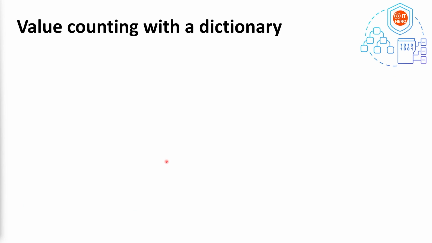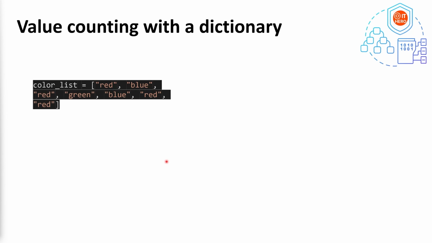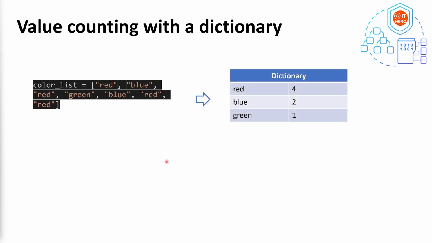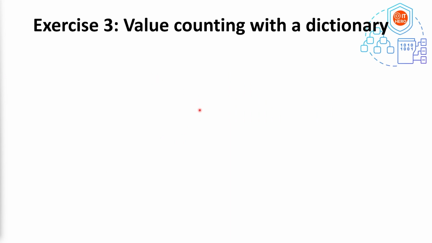Good. We have another Python example for value counting with a dictionary. Supposing we have an input list with some colors, some of which repeat, some of which do not. For this one, we can create a dictionary to represent this data structure in memory easily. For example, the red color appears 4 times here, the blue one 2 times, and the green appears 1 time. How can we implement this in code?